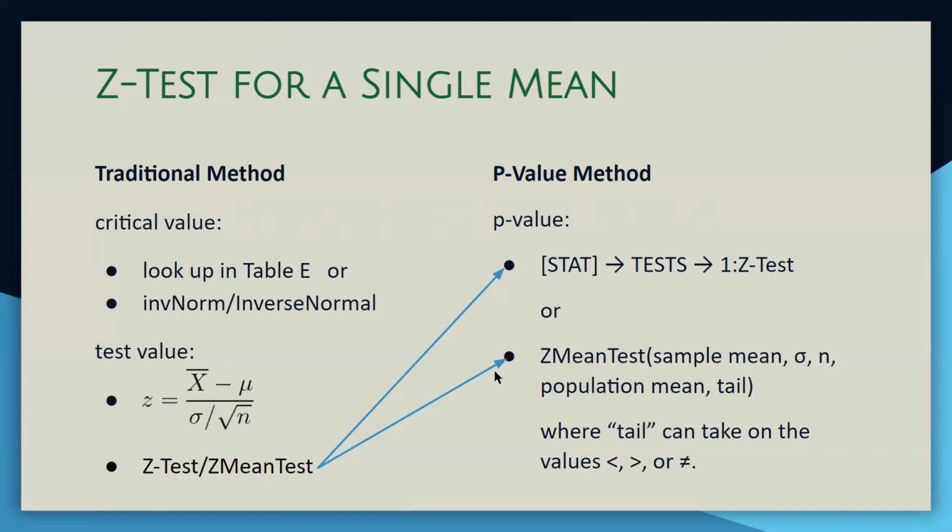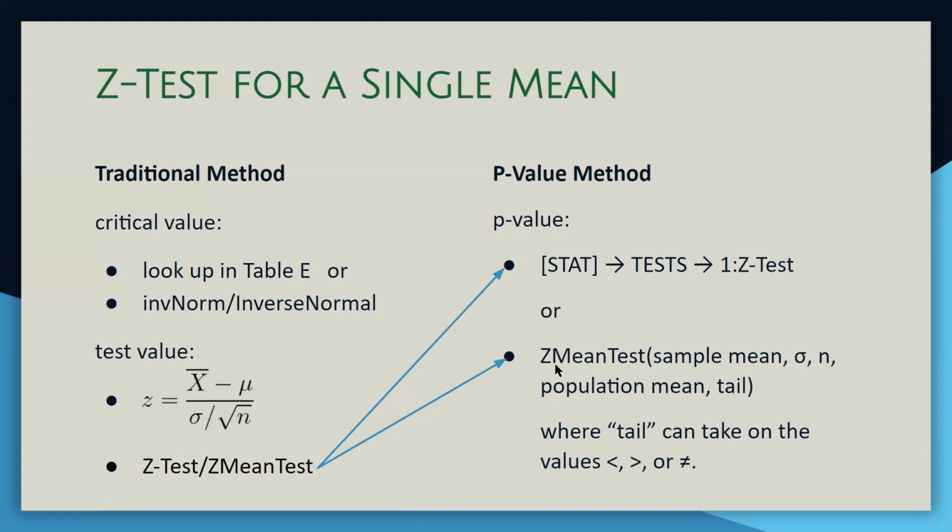So if you're doing the calculator work, regardless of the method, you're going to pull up stat and go to test, just like we did last week. And you're looking for z-test. That should be the first option in your TI-84 menu. And then it should give you prompts for what you need to input.